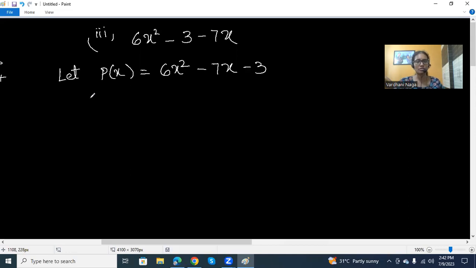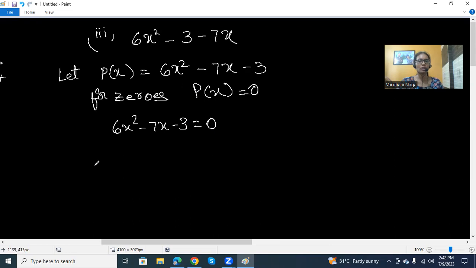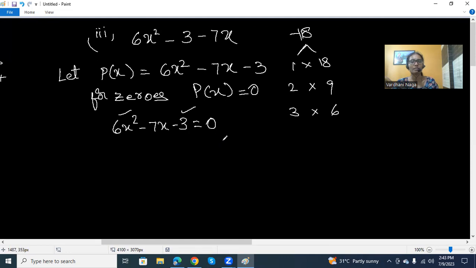For finding zeros, put p of x is equal to 0. That means take this polynomial and equate it to 0. Now multiply the x square coefficient and the constant. Plus into minus is minus, 6 3s are 18. 18x square, we need to write the factors. 1 into 18, 2 9s are 18, 3 6s are 18. 4 doesn't go, 5 doesn't go, 6 already came. Now which two factors, if we add, will give the middle term? Let's see.